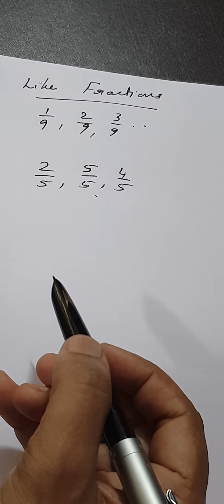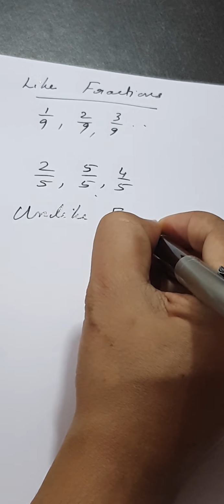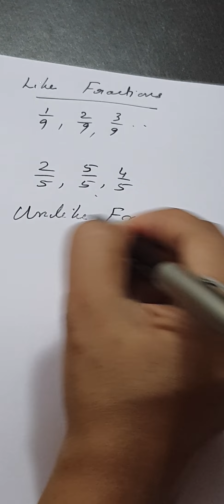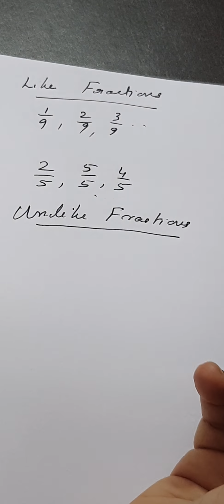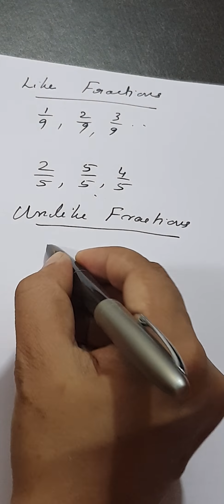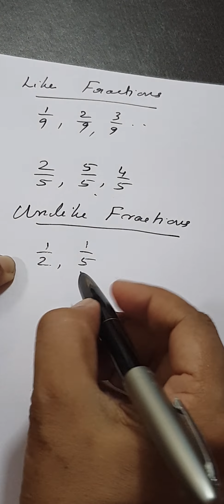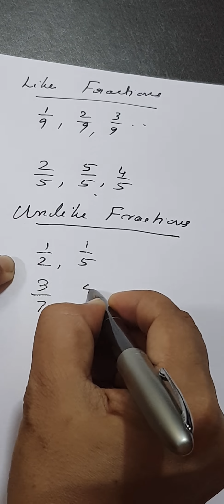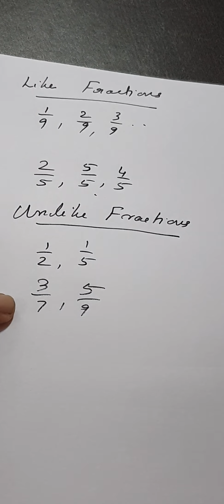Then what do you mean by unlike fractions? If the denominators of fractions are not the same, then they are unlike fractions. So fractions having different denominators are called unlike fractions. So 1 by 2, 1 by 5, different denominators, so these two are unlike fractions. 3 by 7, 5 by 9, different denominators, so unlike fractions. So these are all the different types of fractions.